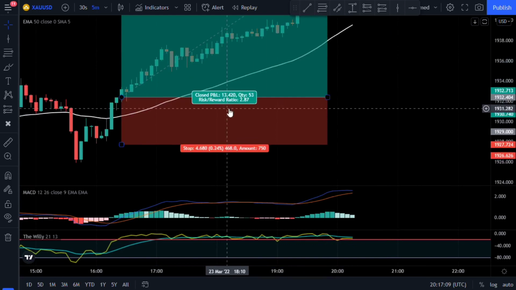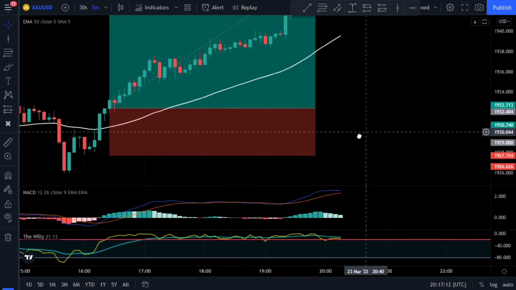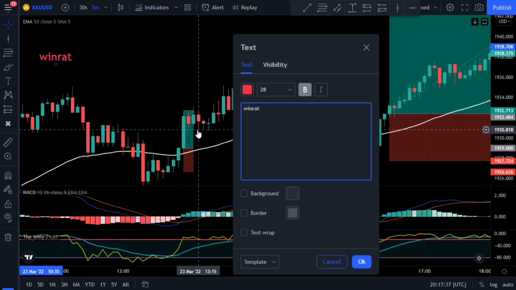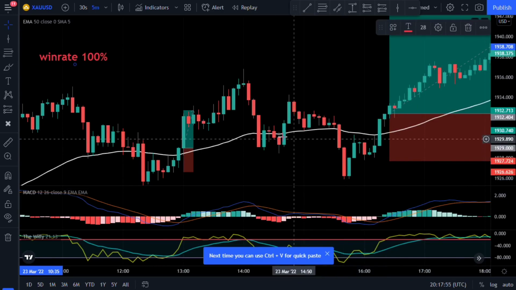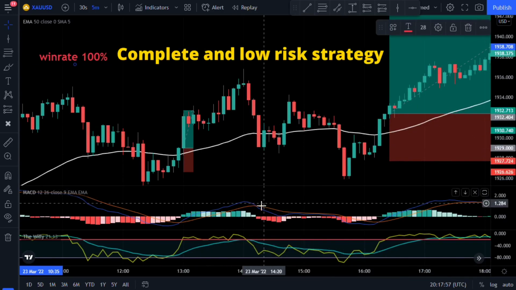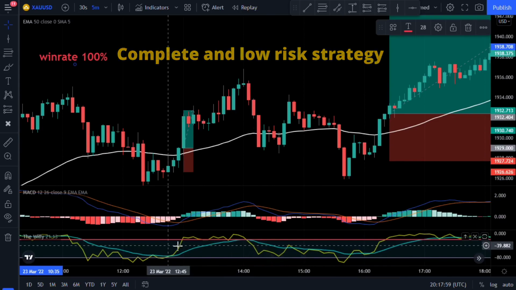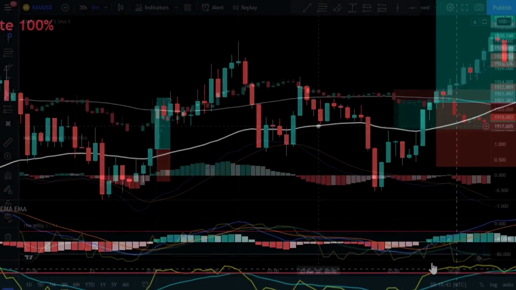You can see for yourself how high the win rate of this strategy is. You saw for yourself that I increased the win rate strategy to 100% by eliminating false signals. It can be said that it is a low risk strategy. This strategy works on any market, whether crypto market or forex and stock market.